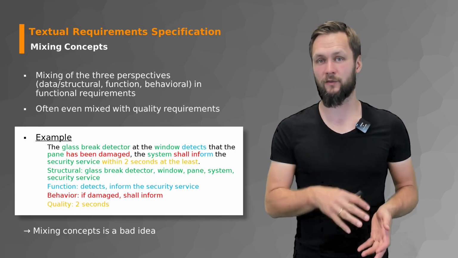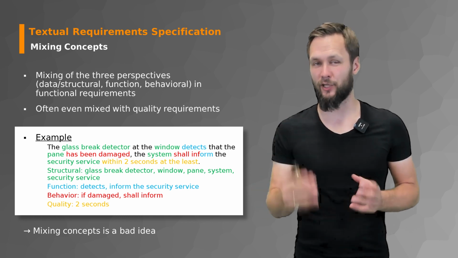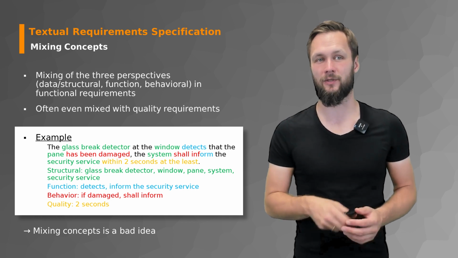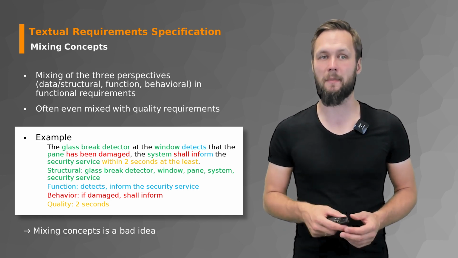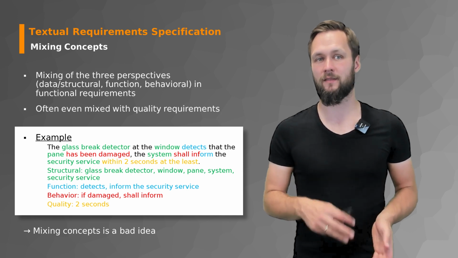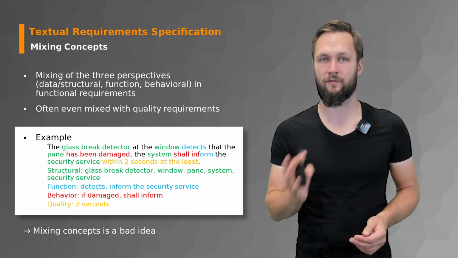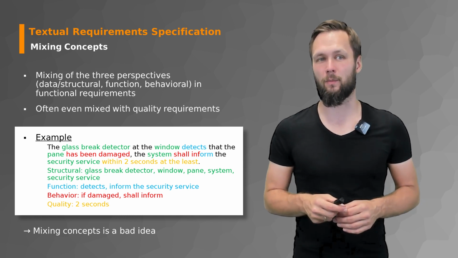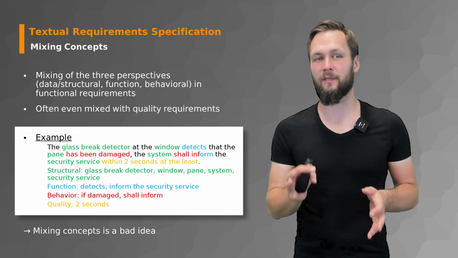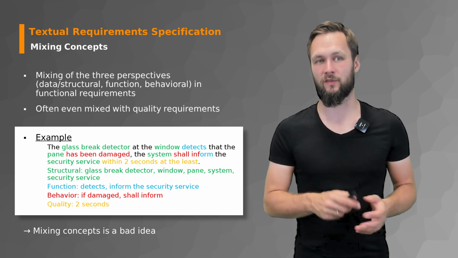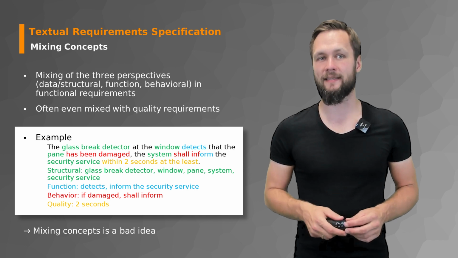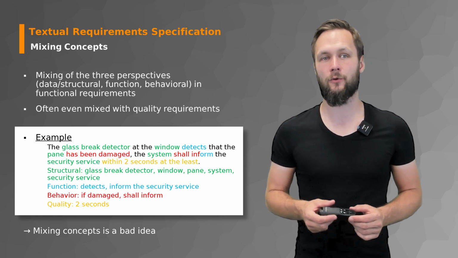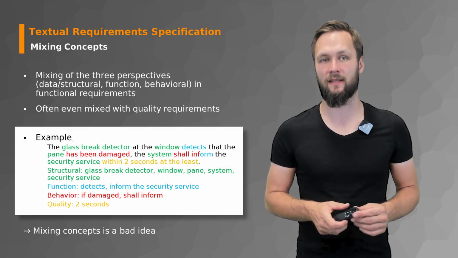However, despite being super flexible, it also has some challenges or disadvantages that partially come from the fact that it is so flexible and universal. One of the main problems here is the mixing of concepts. When you mix the three perspectives, data, structural, functional, and behavioral, in functional requirements, you tend to get into some problems, as you can maybe see with the example sentence that we constructed here. So the glass break detector at the window detects that the pane has been damaged. The system shall inform the security service within 2 seconds at the least.